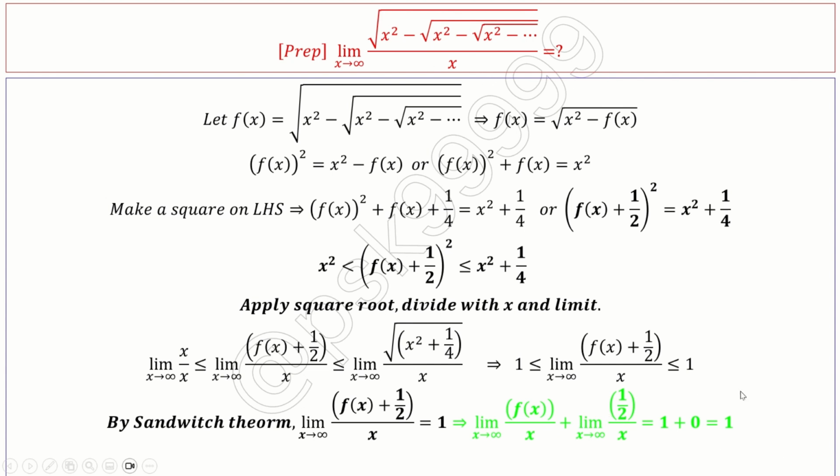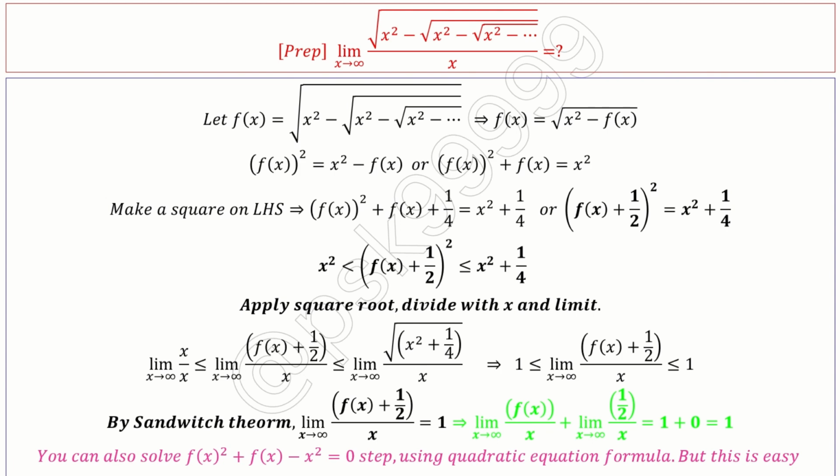Next. You can also solve at this point actually. At this point you can take f of x square plus f of x minus x square equal to 0 and apply the quadratic formula. You can solve that way also, but you have to apply the sandwich theorem in the same way. Okay, next.